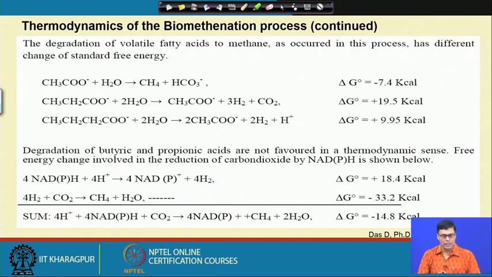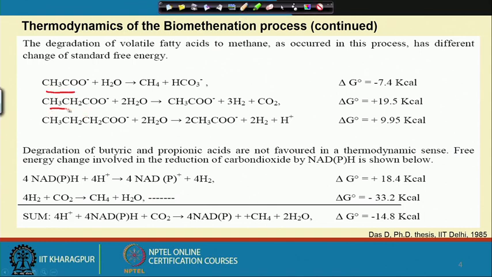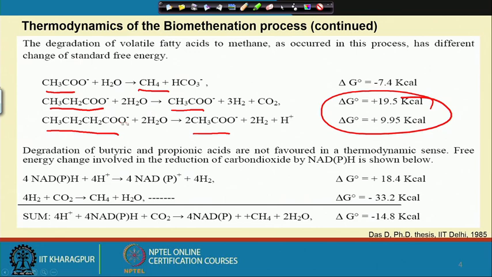Now, as I pointed out, the intermediate volatile fatty acids that form in this reaction are acetic acid, propionic acid, and butyric acid. When these acids are converted to acetic acid, and acetic acid is converted to methane, you find that if you look at the free energy change, the conversion of propionic acid to acetic acid is not favorable. The free energy change is plus 19.5 kilocalories, but for butyric acid to acetic acid it is 9.95 kilocalories.